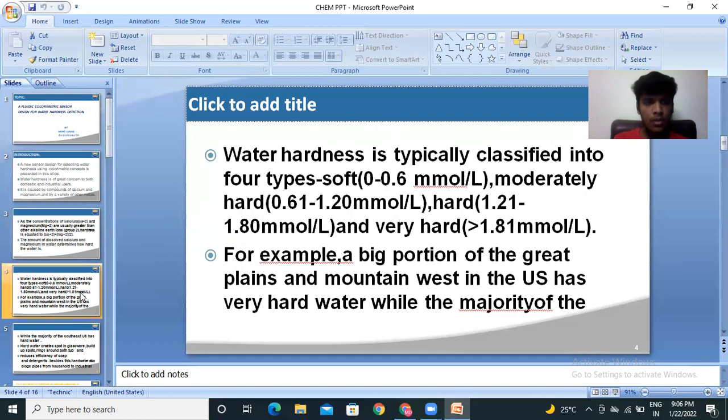See, in here the example shows that in plains and mountains in the west side of the US, it has very hard water, when compared to the southeast side of the US, which has just hard water. It means in the southeast side of the US, it has only 1.80 mole per liter. But in the west side of the US, it has very hard water, that is, the concentration is 1.81 mole per liter. Now let's go to the other slide.